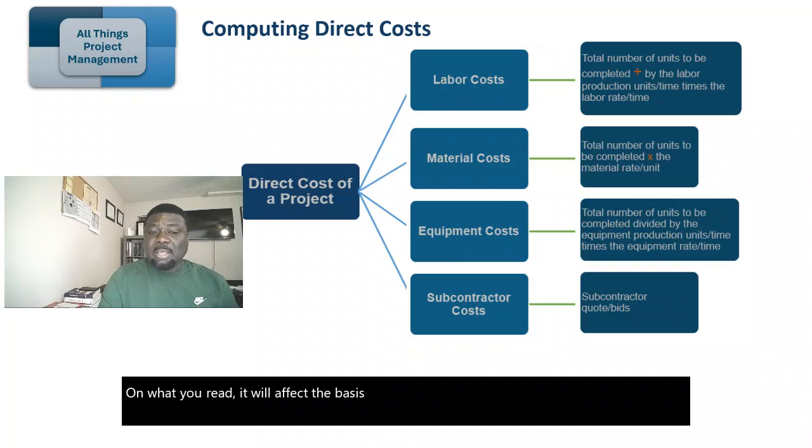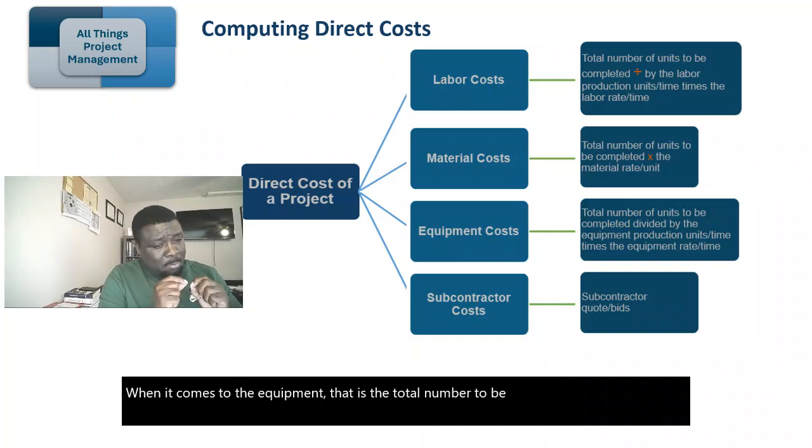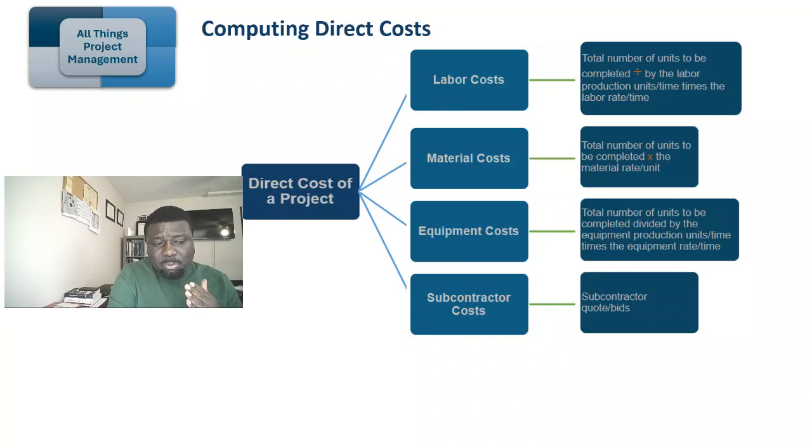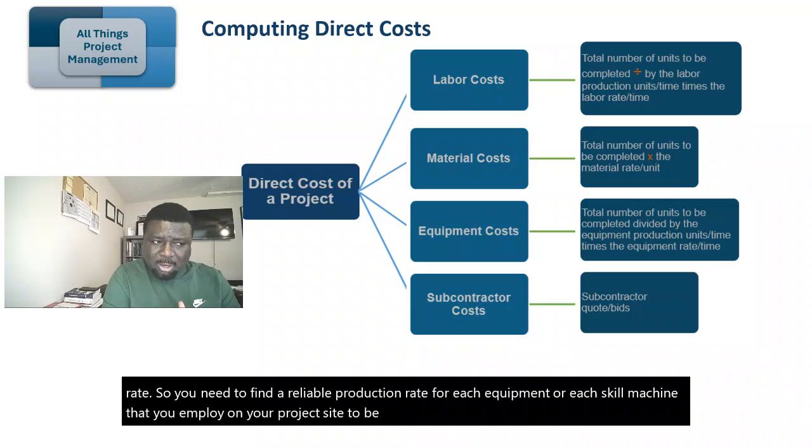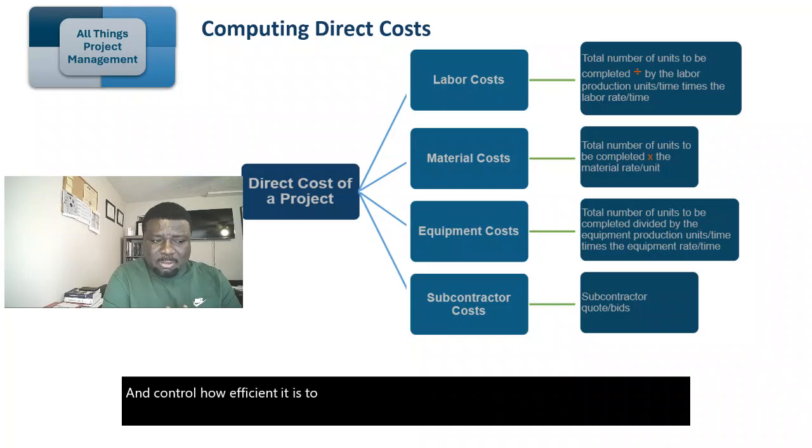When it comes to the equipment, that is the total amount to be completed by that bulldozer or Bobcat or whatever it is for your project. Then you divide that by the equipment production rate. So you need to find a reliable production rate for each piece of equipment or machine that you employ on your project site, to be able to track and control how efficiently you get your project done into a successful completion.